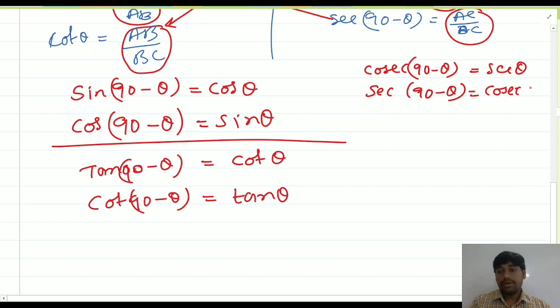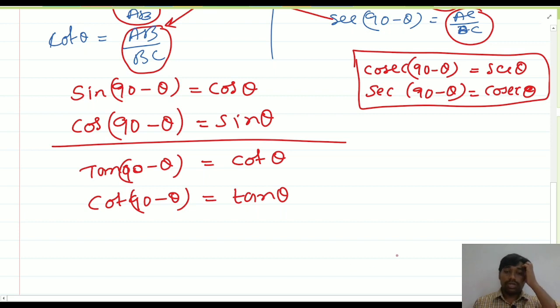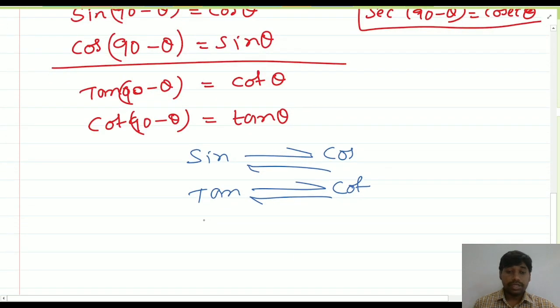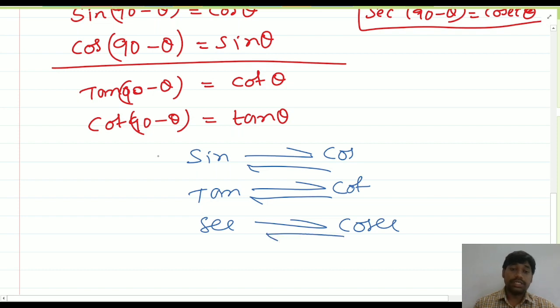These are the complementary trigonometric ratios. My dear students, the conclusion we can draw from this is that sine becomes cos. Sine theta becomes what? Cos. Cos becomes sine. Tan becomes cot for the complement. Cot becomes tan. Next, secant becomes cosecant, and cosecant becomes secant. So this is the conclusion from our topic.